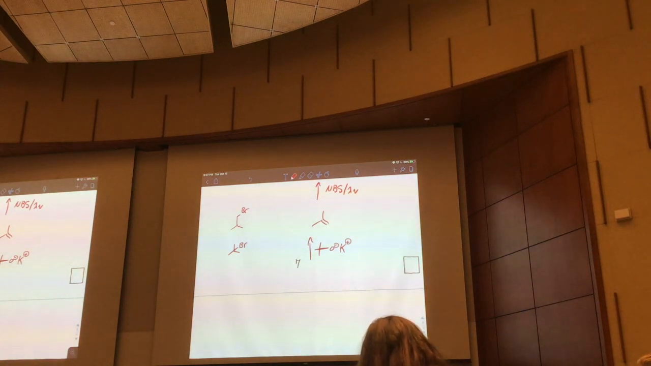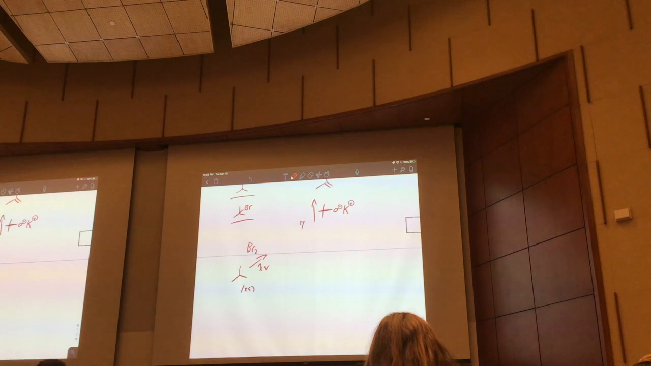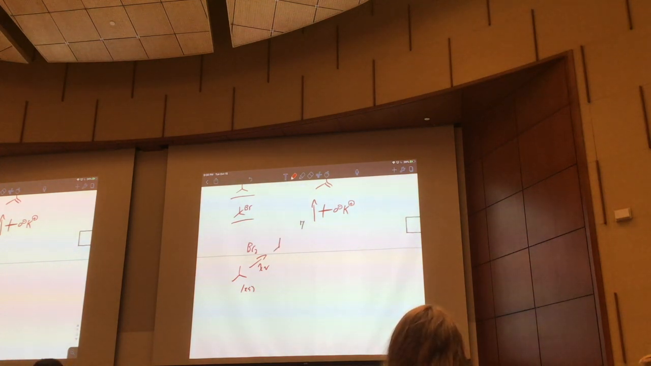So, the top one or the bottom one? You want the bottom one because that's much easier to make. If you have just this by itself, and you use excess Br2 and light on it, where's the Br going to go? On the tertiary carbon. It's not going to go on the primary carbon. Remember that? It's going to go to the most substituted site. So your Br is going to go there.